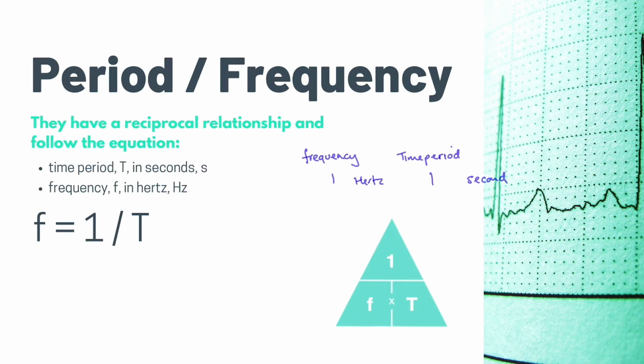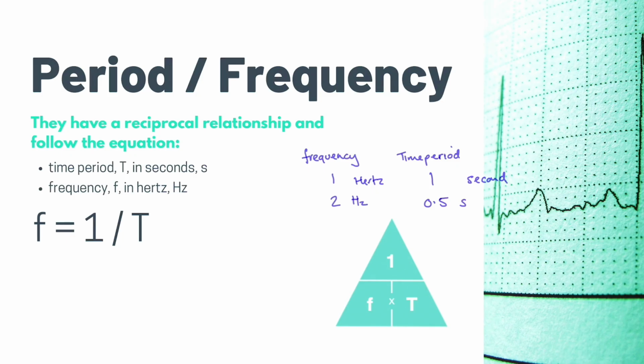What I'm going to do now is double the taps. So I'm going to do 2 taps per second. The frequency of that, there were 2 taps per second, so that's 2 hertz. And the time period was half a second, because the time between each tap was half a second.